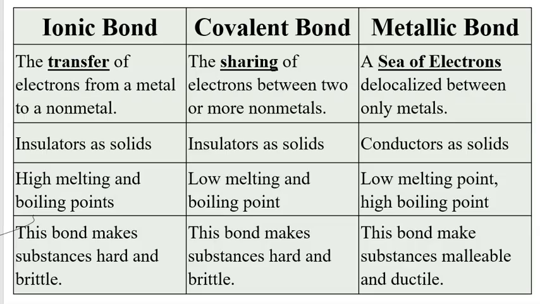Just a quick review before we go with this unit, because this is our last part of our notes. We are going to have a review next class. Ionic bonds involve the transfer of electrons from a metal to a nonmetal. They are insulators as solids, and they have high melting and boiling points. This makes these substances very hard and very brittle.